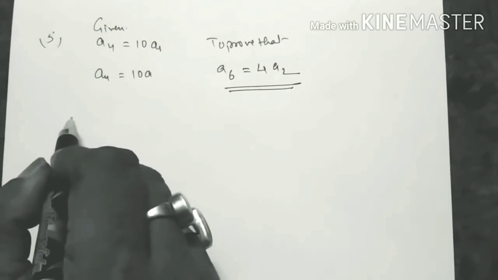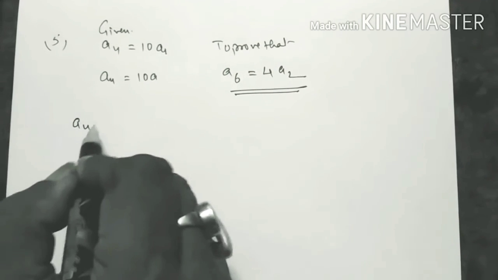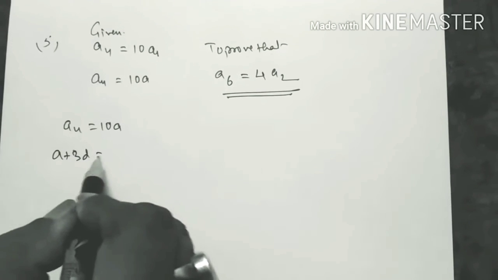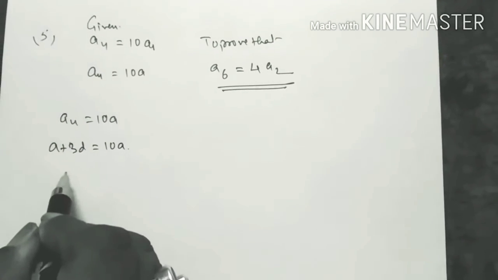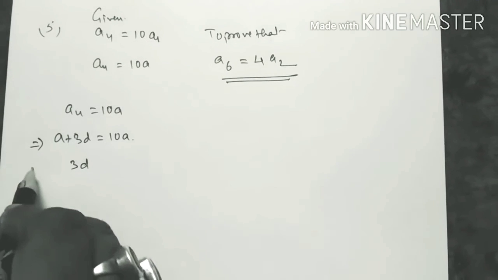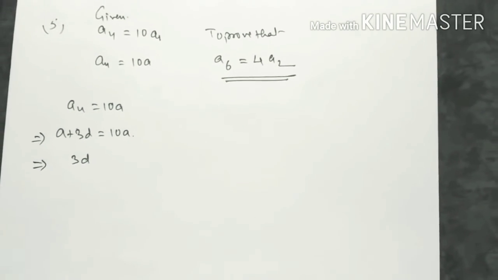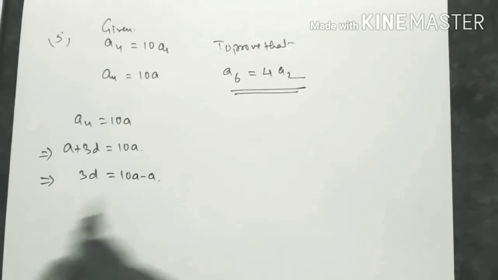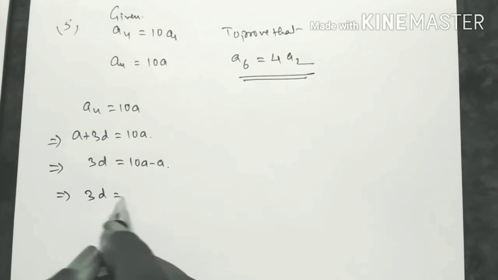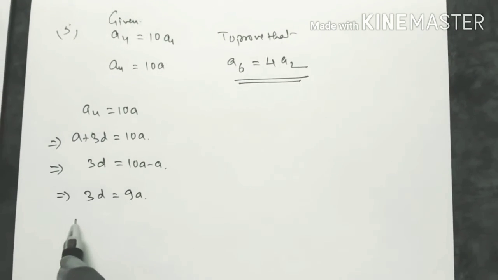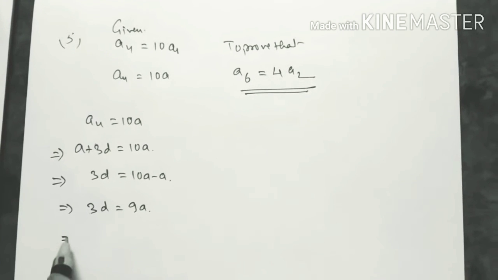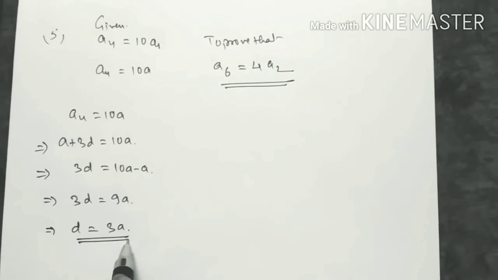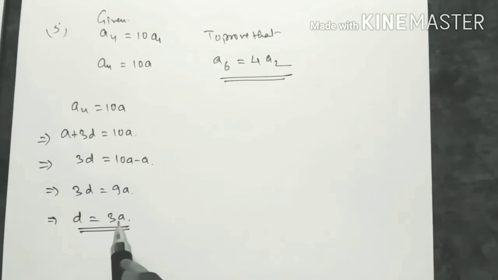Now, this A4 is equal to 10A, that means A plus 3D is equal to 10A. Your 3D will be equal to 10A minus A. Therefore 3D will be equal to 9A. So here you can do one thing, that is D is equal to 3A. This is the relation you have got between D, the common difference, and the first term A.